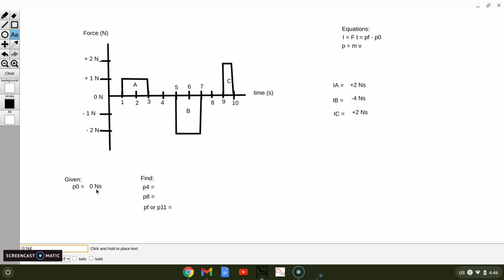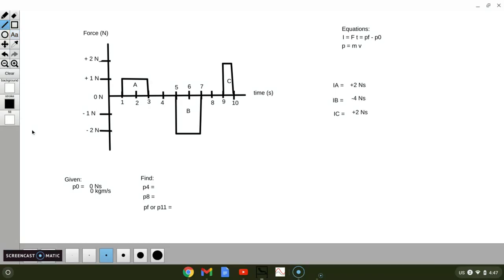Okay. So if we're given this, another way I could say this is the object is at rest, right? Now remember, momentum units, kilogram meters per second, and Newton seconds are the same thing. So I could write this the same way. Those two things are the same. Okay. So remember that Newton seconds and kilogram meters per second are the same units. They're equivalent. All right. So now what we're supposed to do is find the momentum at 4, the momentum at 8, and the final momentum, or that would be the momentum at 11. We could refer to it either way here.